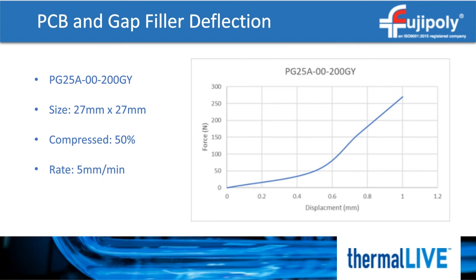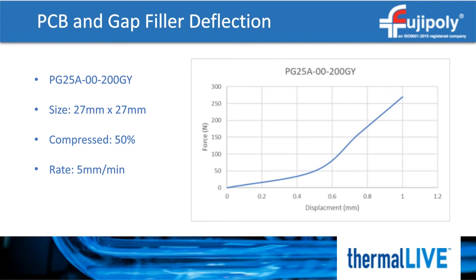We can see right away the curve is not linear, as we mentioned before. We have essentially two gradients. One is from 0 to 0.5 millimeters, then a sharp rise from 0.5 millimeters to 1. If we compress it further, the gradient would increase even further as the pad begins to densify. We are not too interested in compressing further.